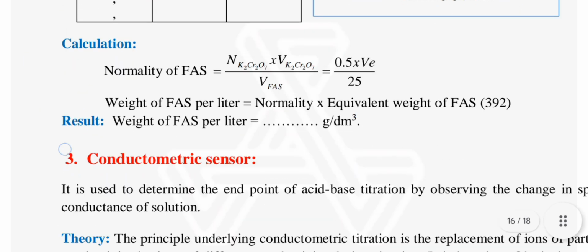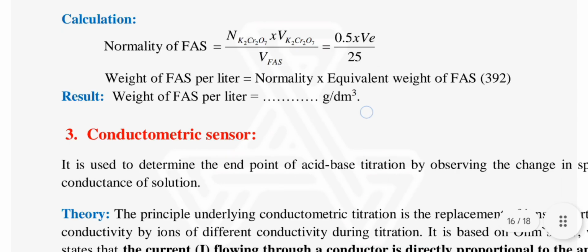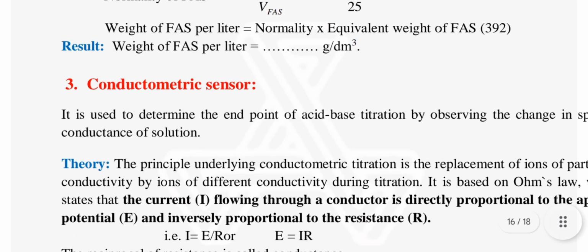Then the calculation goes like: normality of FAS times volume of FAS is equal to normality of K2Cr2O7 times volume of K2Cr2O7. Then we will be getting the weight of FAS per liter.